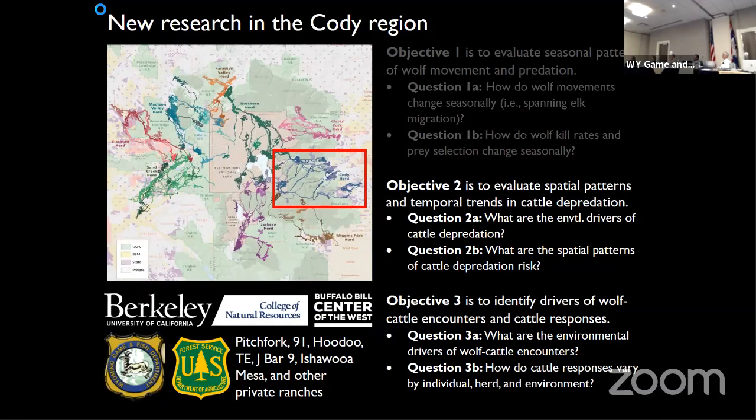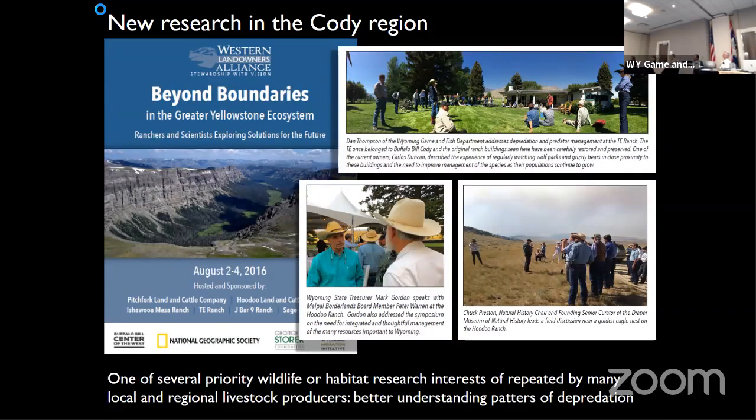Livestock components. This is work that I just want to give you an aside on. It's partly linked to discussions, many informal, some more formal, in a workshop like this one that I co-hosted a couple of years ago with some of the livestock producers in these areas, where when you ask what kind of research topics on wildlife and habitat folks are interested in, one of the handful of high priorities was on better understanding the patterns of depredation risk and the bigger picture of the ecology of livestock depredation.